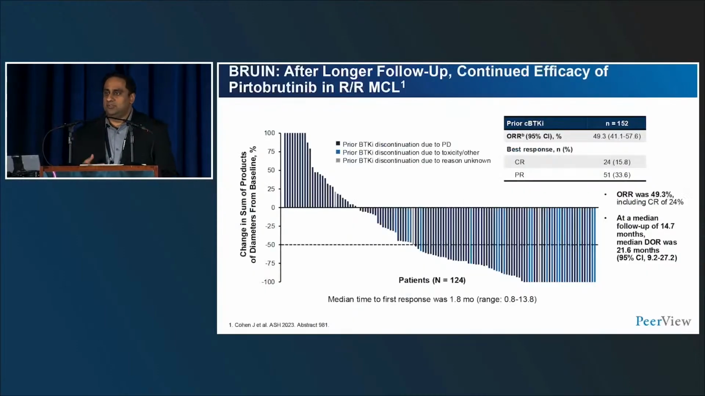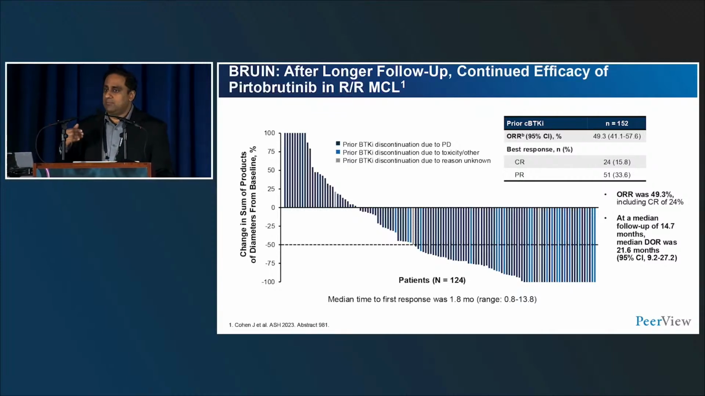So pirtobrutinib was studied as part of the Bruin clinical trial in multiple histologies. Other than CLL, there was a lot of data in mantle cell lymphoma. And so this is looking at a patient population who have had prior exposure to covalent BTK inhibitors and came off of it either due to progression or due to toxicity or intolerance. And you can see here that despite that, a waterfall plot that looks beautiful for pirtobrutinib. Again, there's some patients that were non-responders, but an overall response rate of 50% and a CR rate of 16%.